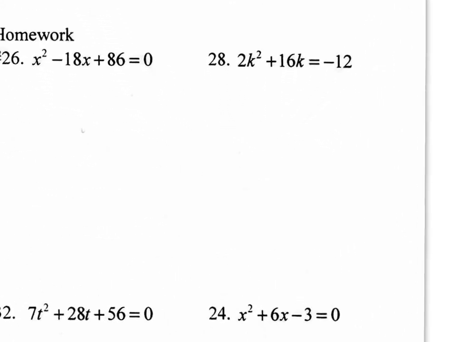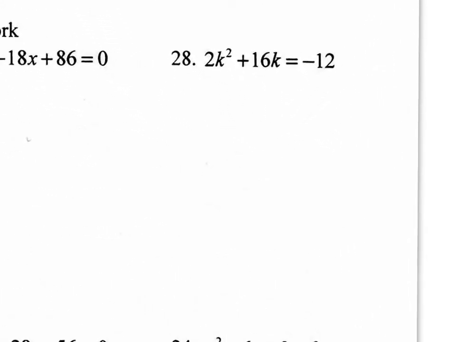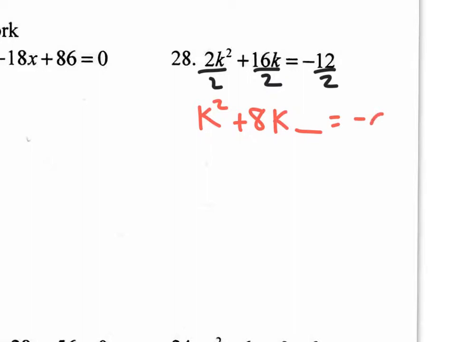Let's move on. Jumping right into completing the square, let's work on number 28, which is an example of where we could apply completing the square to solve the quadratic equation. The first thing to do, according to our notes, is make sure that the a value is equal to 1. In this case, the a value is not 1, it's 2. So I want to divide everything by 2. Step 1 also says to make space for your new c value. So we're going to have k squared plus 8k, leave space for your new c value, equals negative 6 over there.